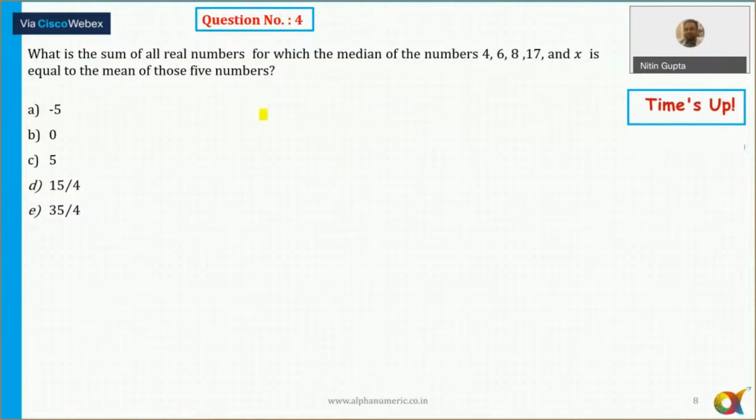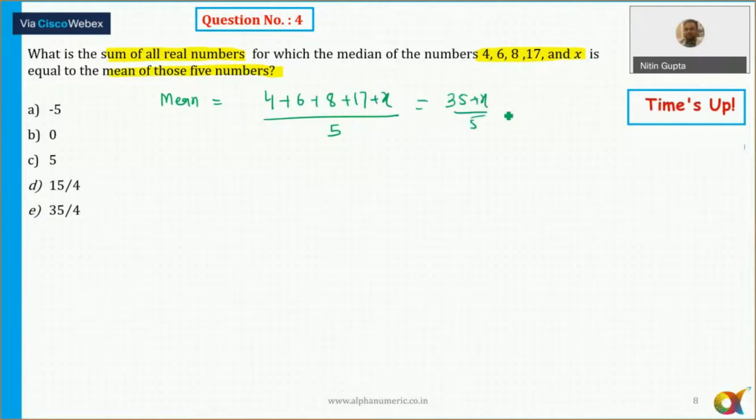The question is: what is the sum of all real numbers x for which the median of these five numbers is also equal to the mean of those five numbers? So first of all, let's calculate the mean. What is the mean of these five numbers? I can say 4 plus 6 plus 8 plus 17 plus x, divided by 5. That is 4 plus 6 is 10, plus 8 is 18, plus 17 is 35, so 35 plus x by 5, or I can say 7 plus x by 5. So this is my mean here.